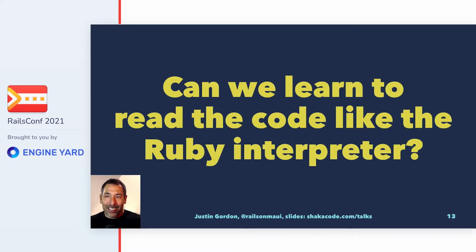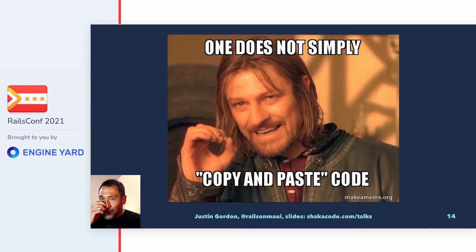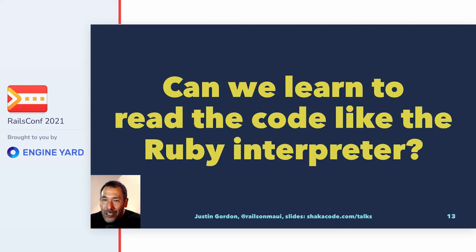So let's fix this. Can we learn to read the code like the Ruby interpreter? I'm going to want you to be able to look at this code, and I want to see: can we learn to read the code like the Ruby interpreter?